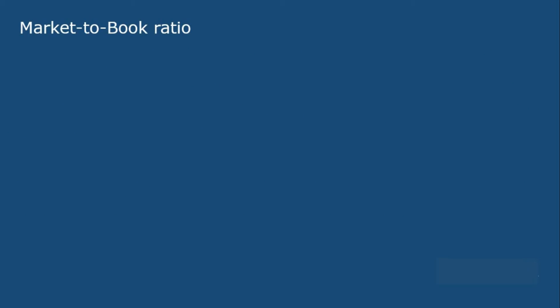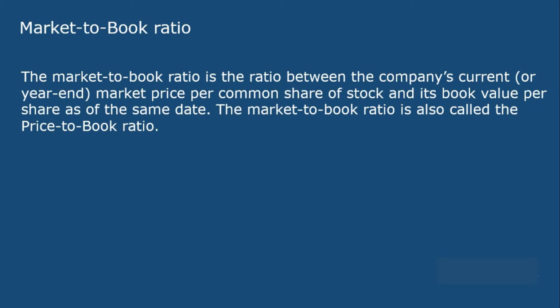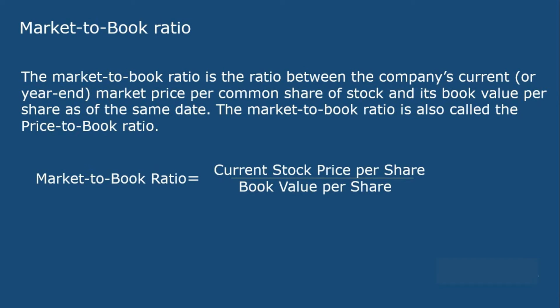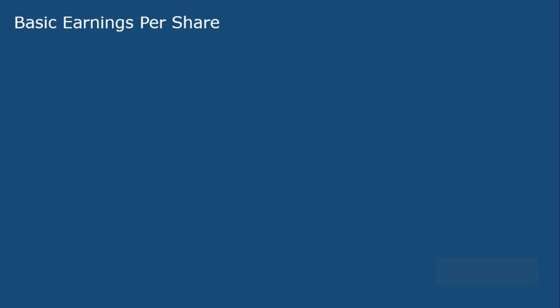Market to book ratio. The market to book ratio is the ratio between the company's current market price per common share of stock and its book value per share as of the same date. The market to book ratio is also called the price to book ratio. The calculation is dividing current stock price per share by book value per share.